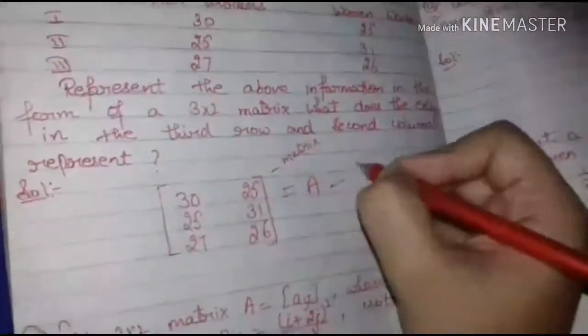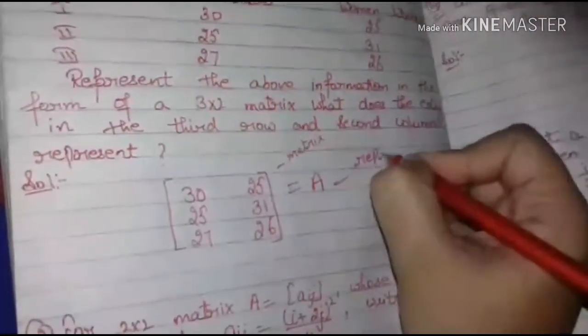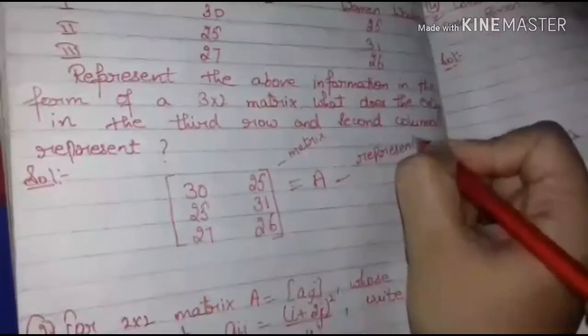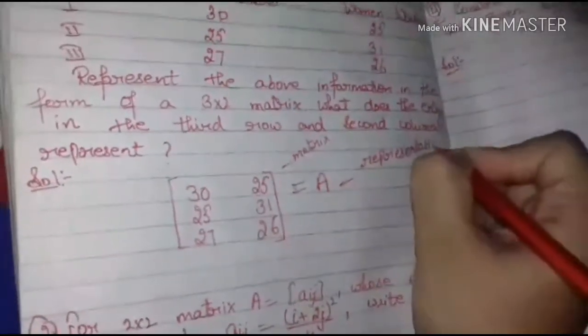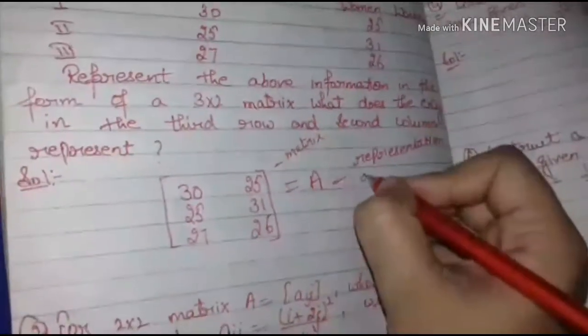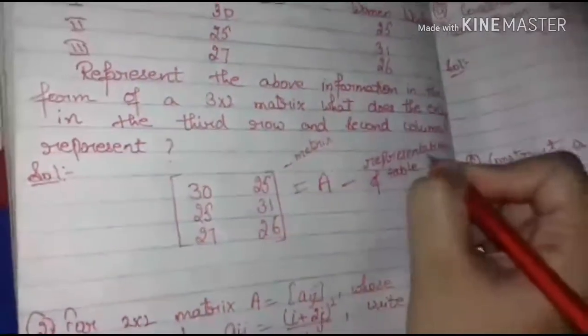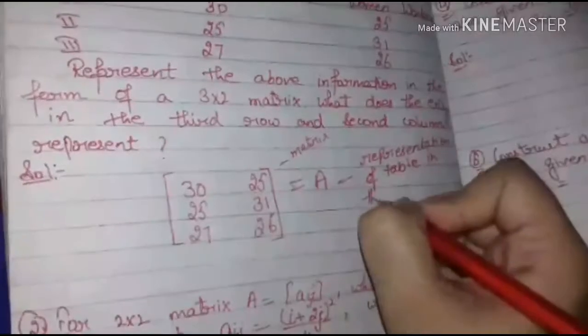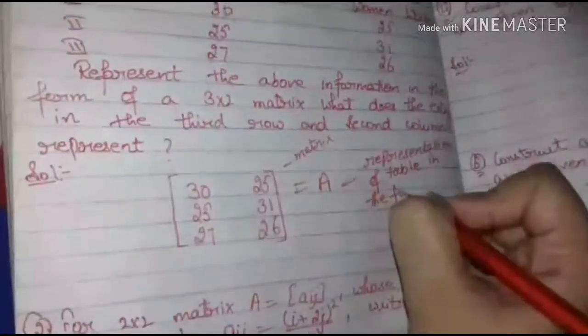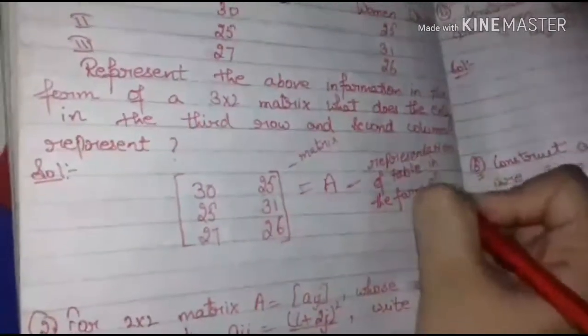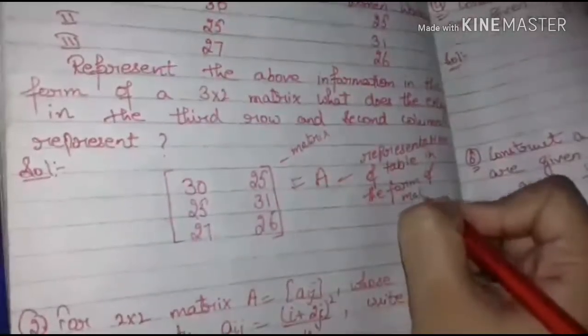So this is a representation of the table in the form of a matrix.